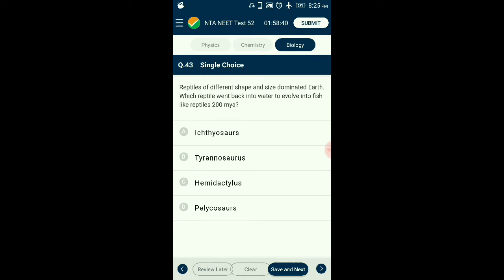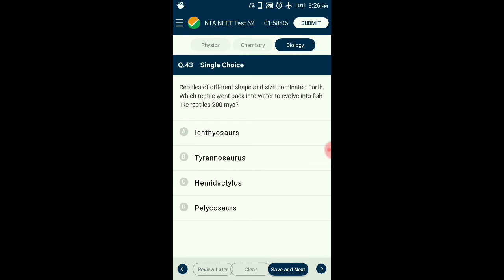Question number 43. Reptiles of different shape and size dominated Earth. Which reptile went back into water to evolve into fish-like reptiles 200 million years ago? The first cellular form appeared on Earth about 2000 million years ago, which then formed into multicellular forms, following which there was an evolution of fish. Fish evolved into amphibians, which in turn evolved into reptiles.